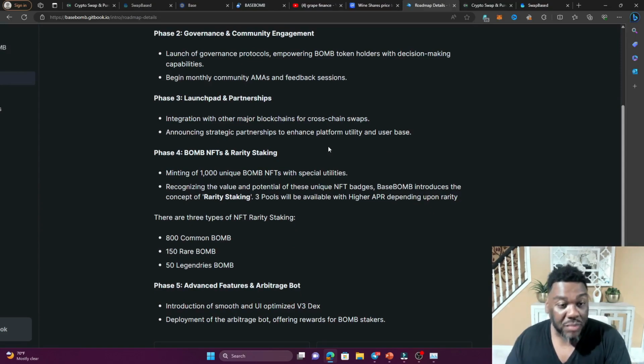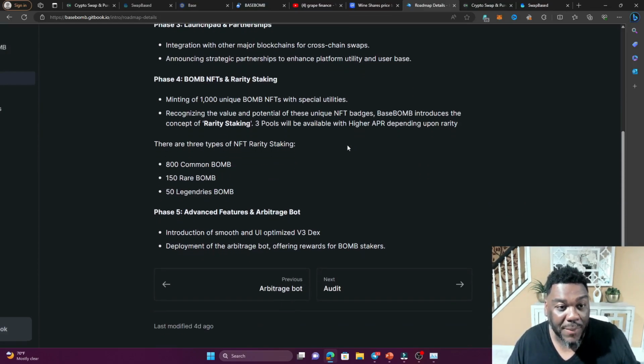But phase four, wait, phase three, they're going to have a launchpad, guys. You know how great a launchpad is going to be on BaseChain with all these tokens that are launching? They're going to have only vetted projects, and the holders that are staking the Bomb are going to have access to those types of projects, which is going to be bullish.